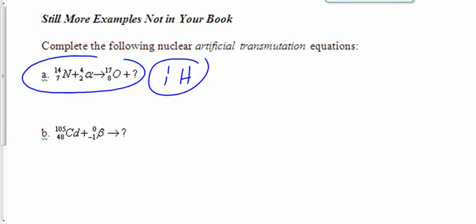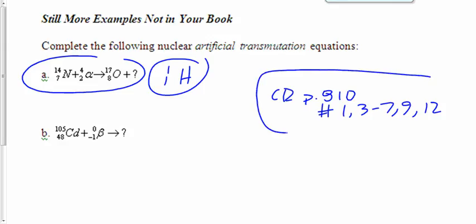All right, here's your homework for tomorrow in addition to your quiz. I'd like you to work at the check and reflect questions on page 810. Number 1, 3 to 7, and 9 and 12. So 1, 3, 4, 5, 6, 7, 9, and 12. Please get those done for tomorrow.